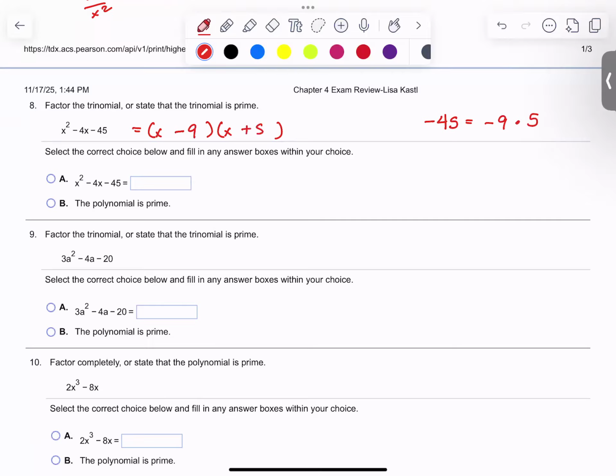And we would FOIL that to check. X times x is x squared. Outside's 5x, inside's negative 9x. Negative 9 plus 5 is negative 4. Negative 9 times 5 is negative 45.